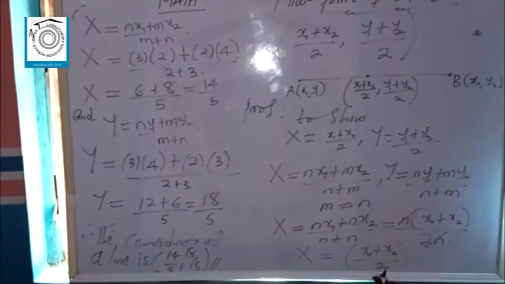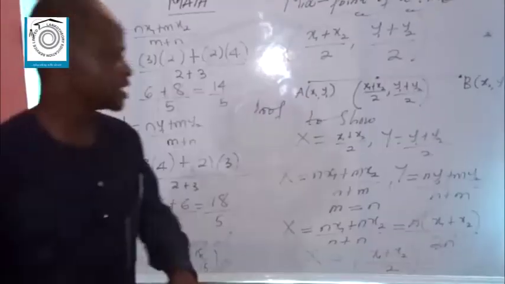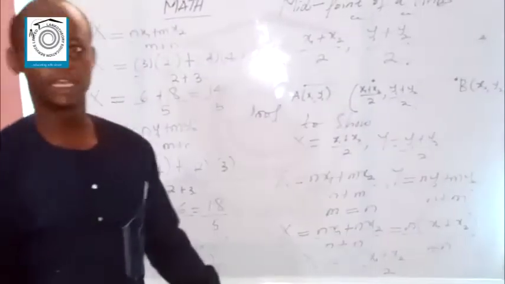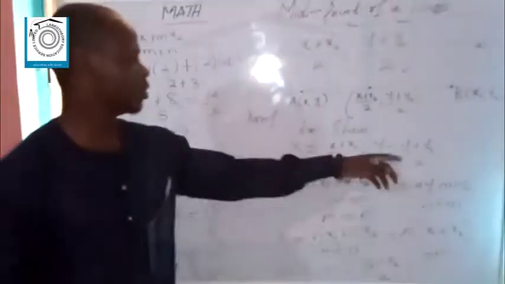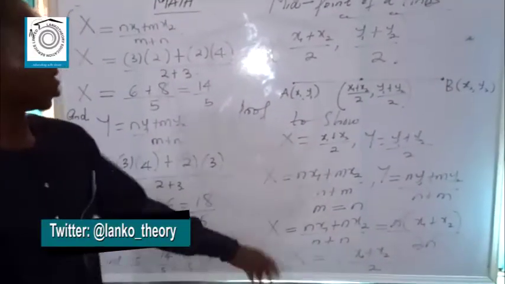This is the coordinate of x. If you do the same thing for y, setting your m to be equal to n, we still obtain that the coordinate of y is y1 plus y2 upon 2. We shall continue from here tomorrow.